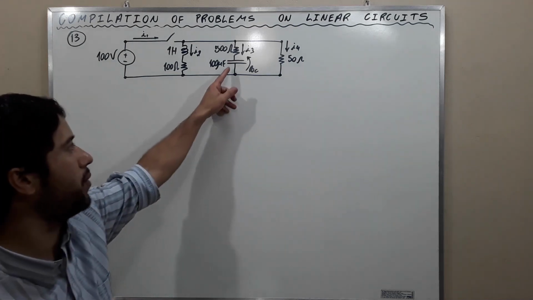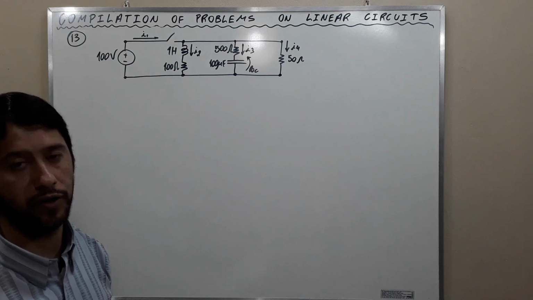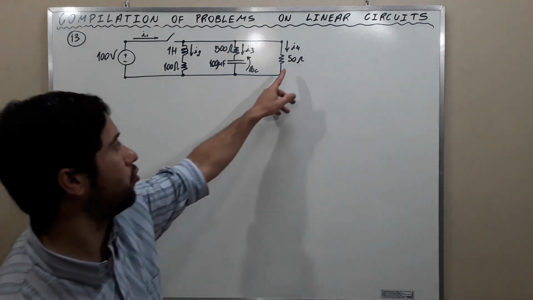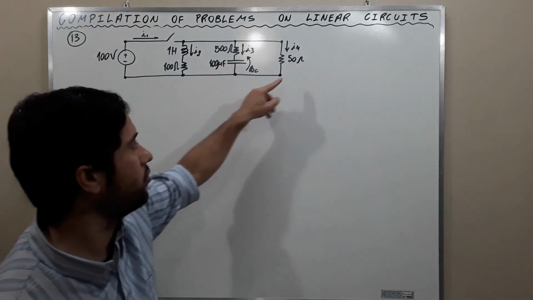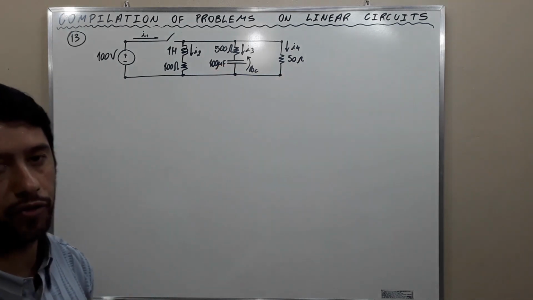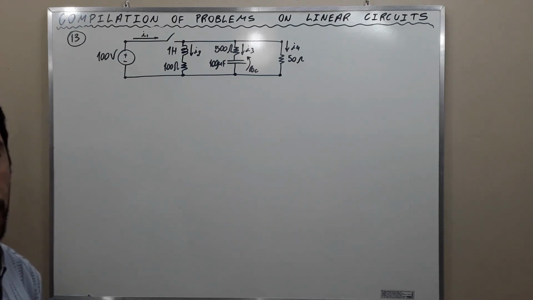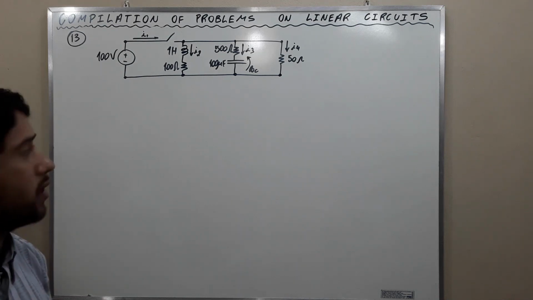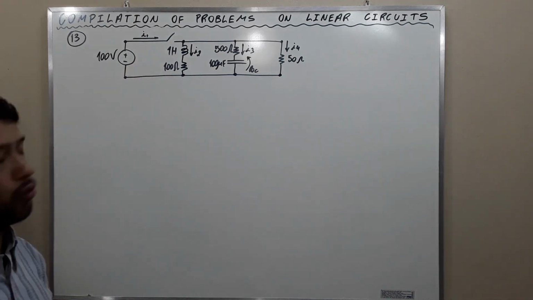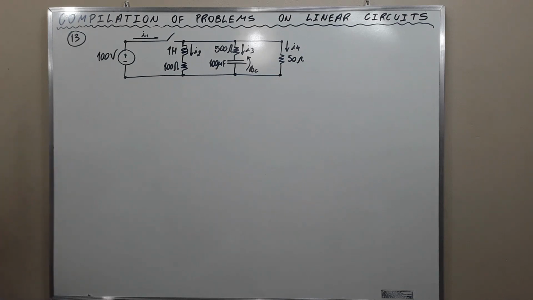And the same for the capacitor. If the capacitor is initially charged and it is connected to a resistor, the energy stored in the capacitor will be consumed by the resistor. It is going to be converted into heat. So we are not interested in the case where the switch is open. We want to analyze the situation in which the switch is closed, but not the transient.